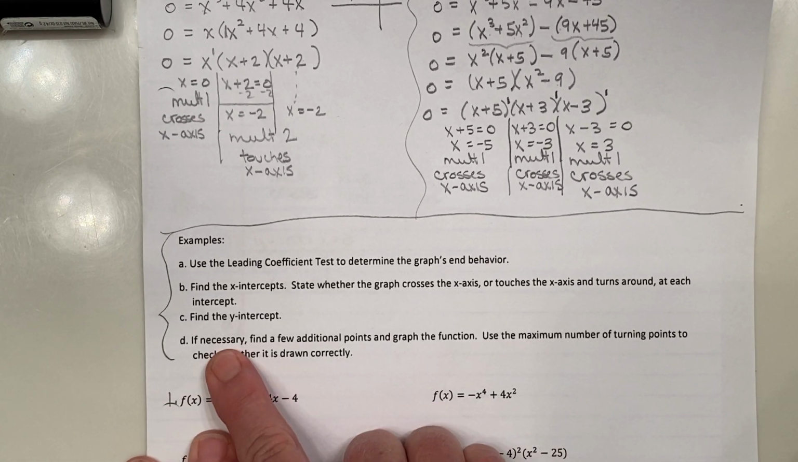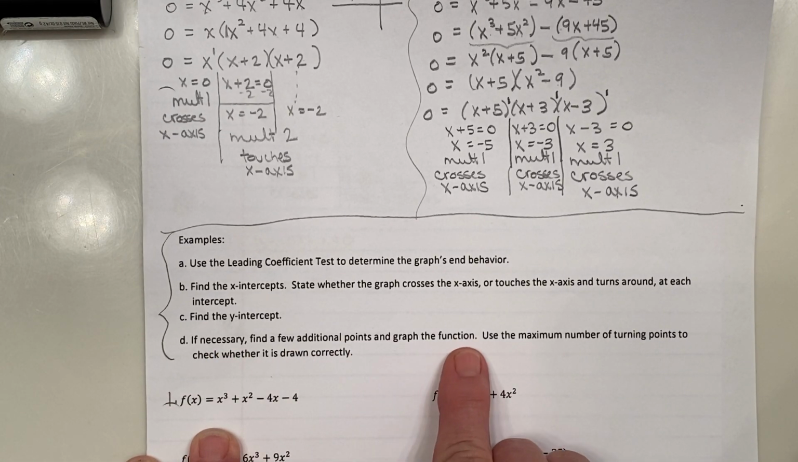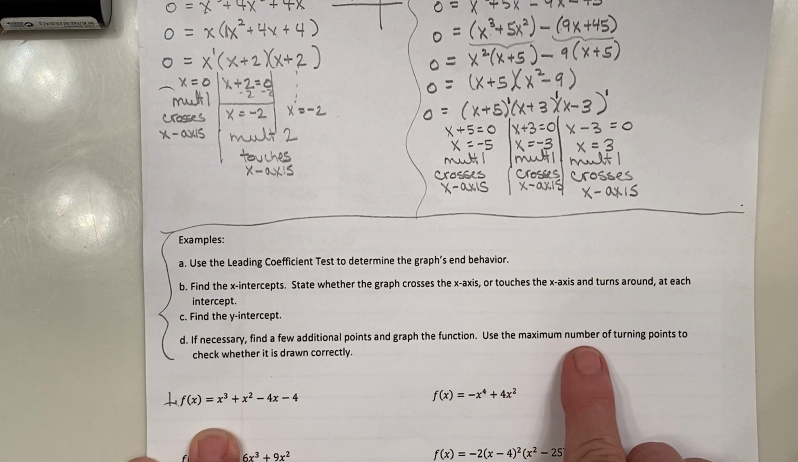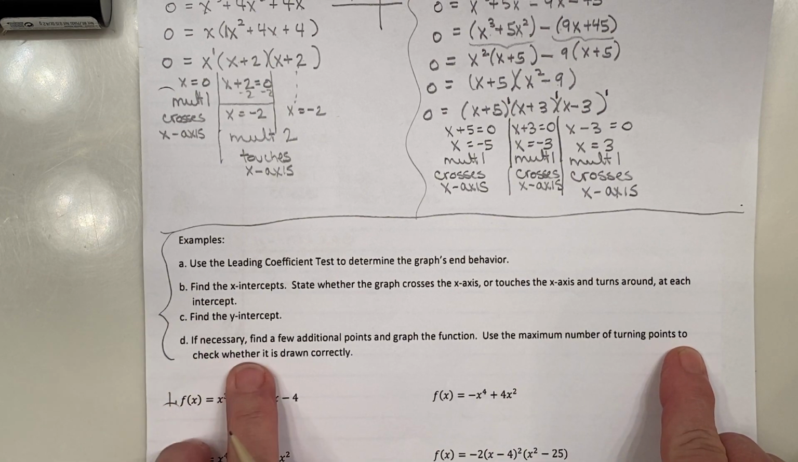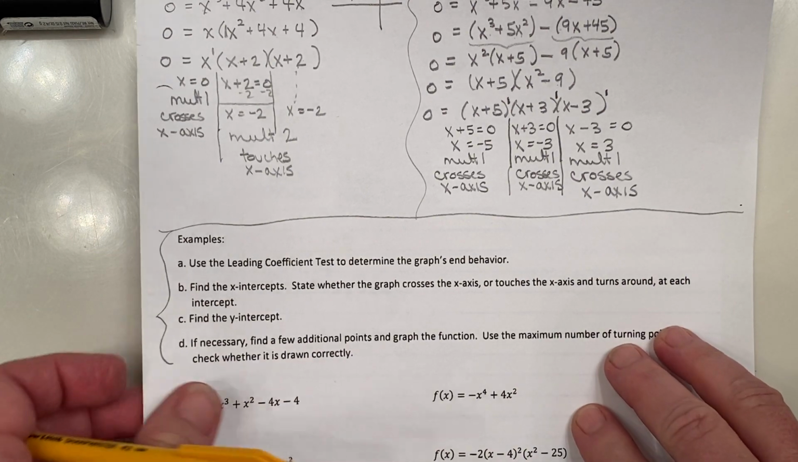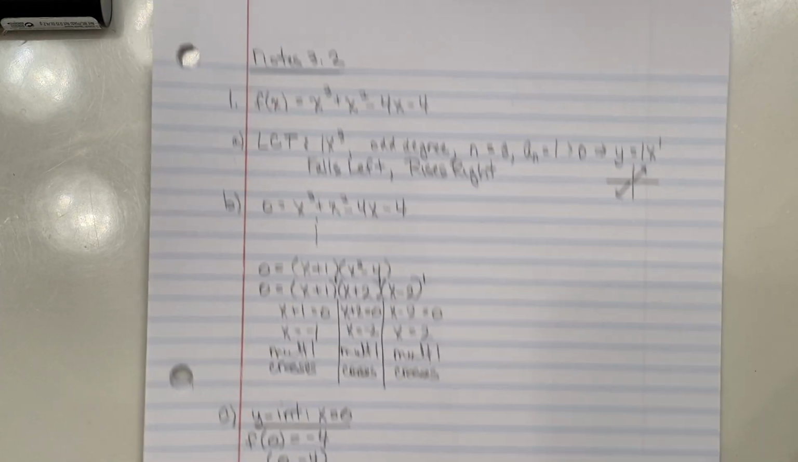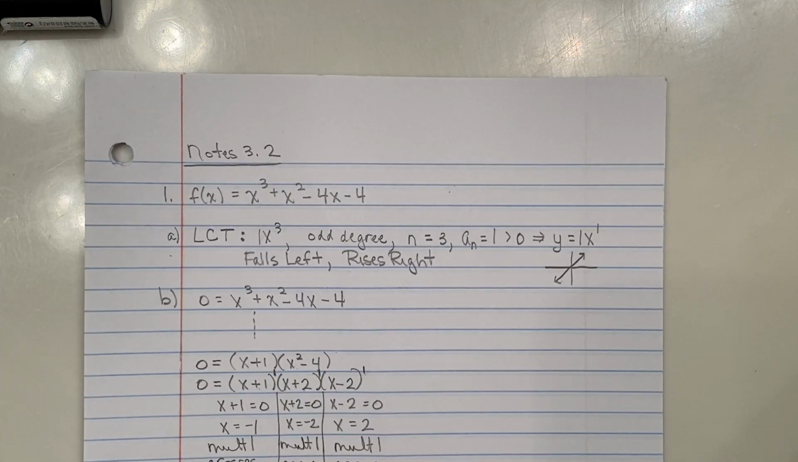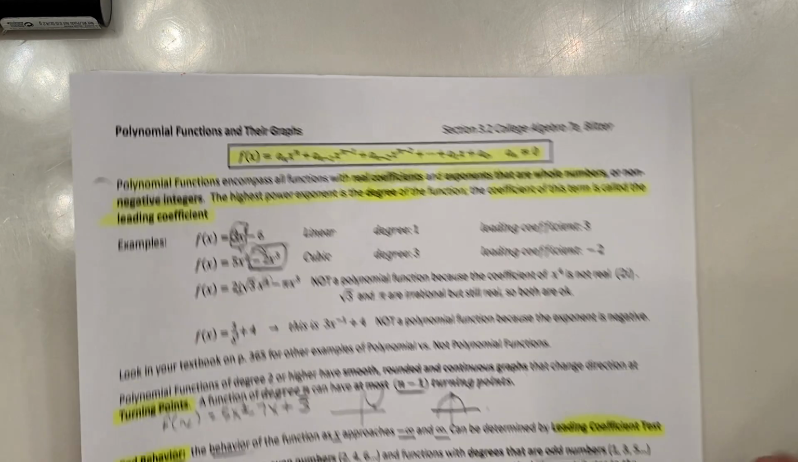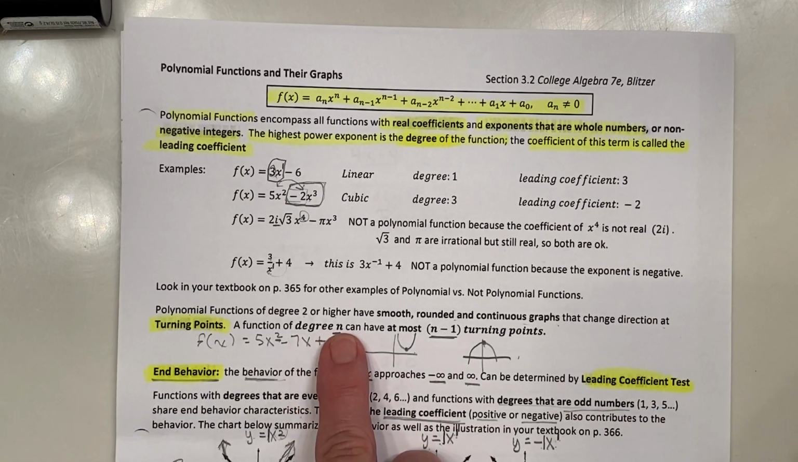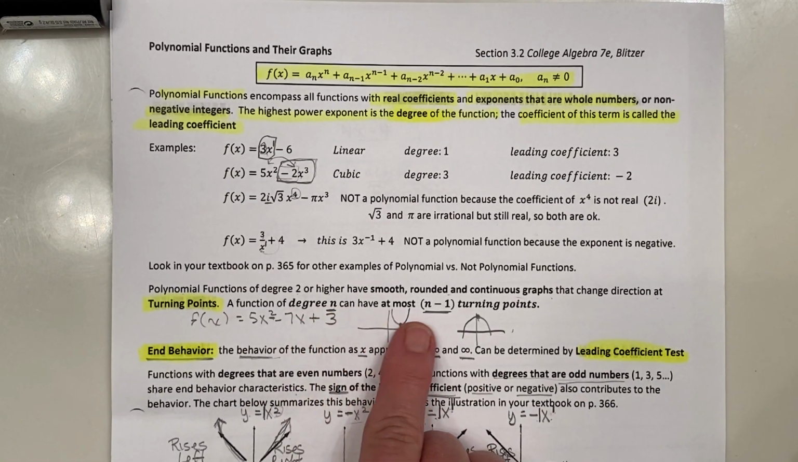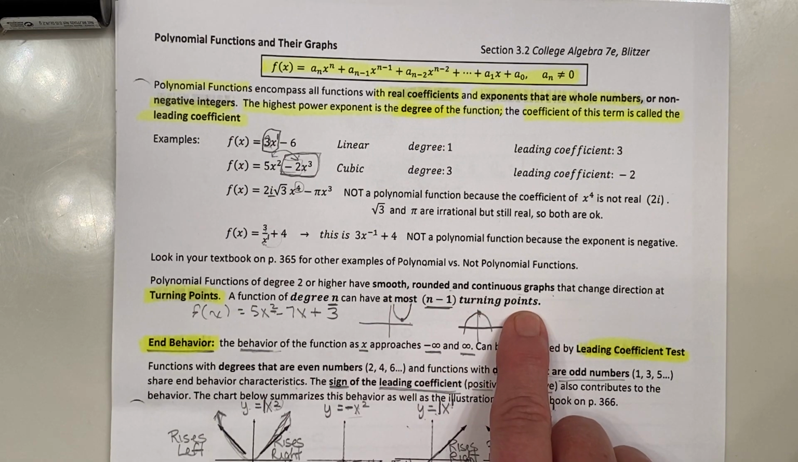All right, if necessary, find a few additional points and graph the function. Use the maximum number of turning points to check whether it is drawn correctly. All right, let's remind ourselves about turning points. That was on the first page of the notes. So a degree n polynomial can have at most n-1 turning points.